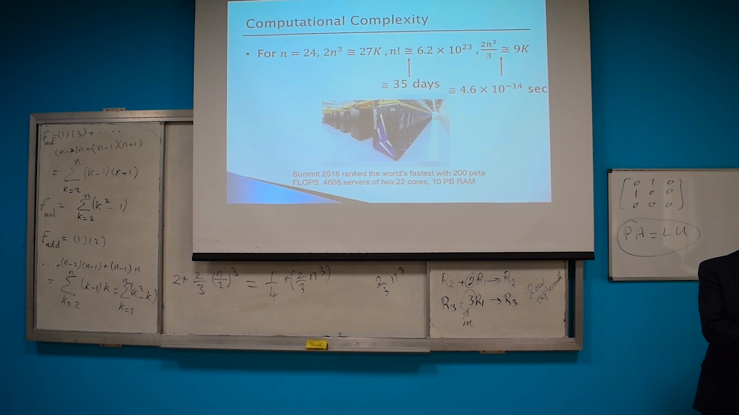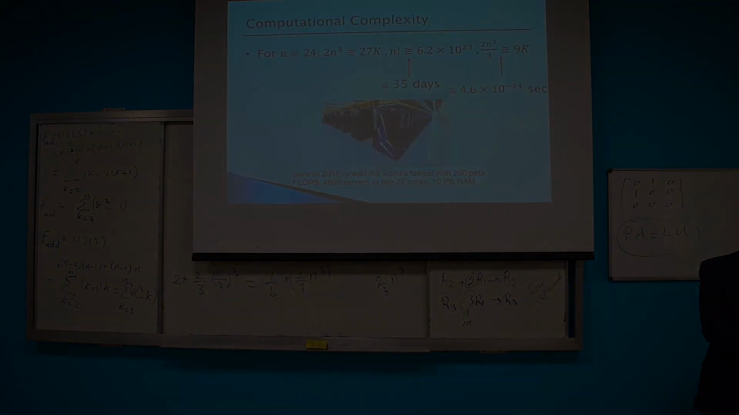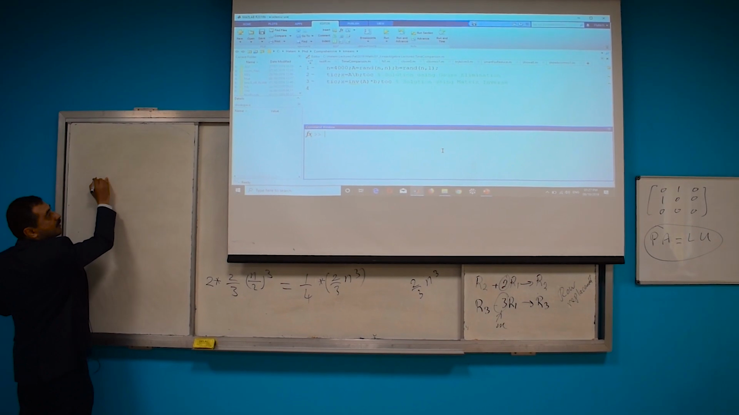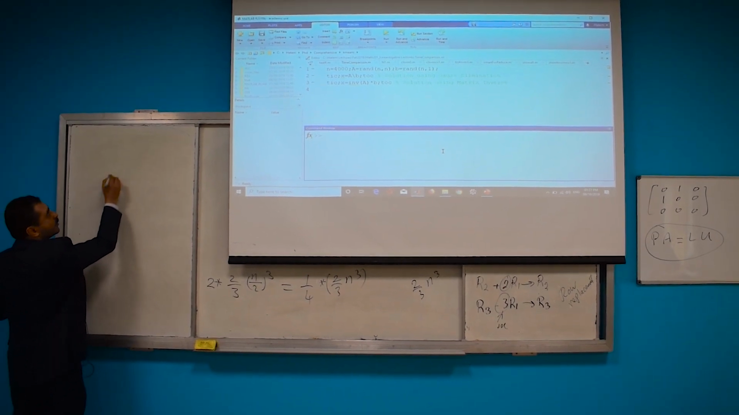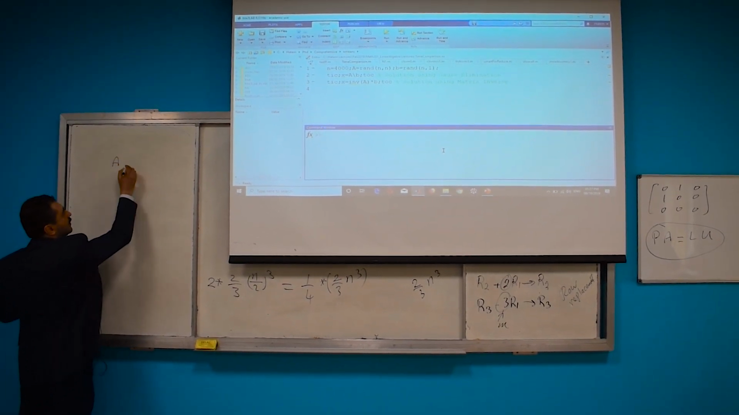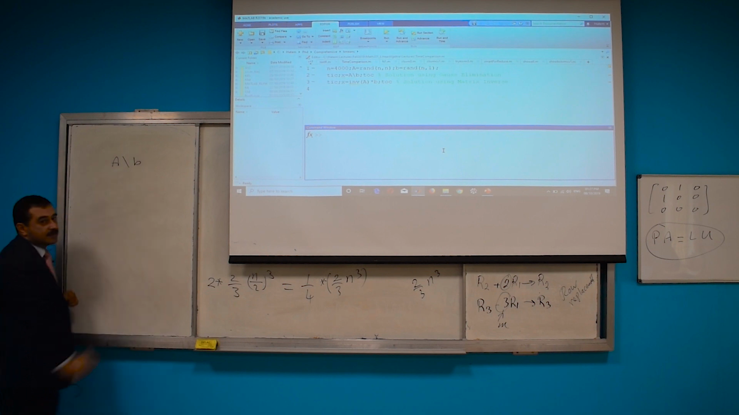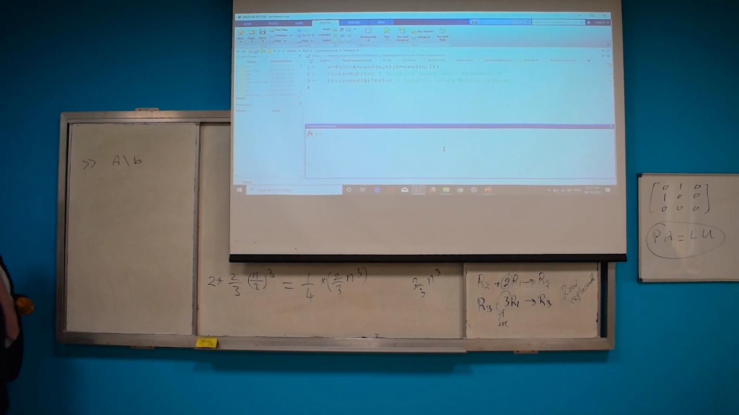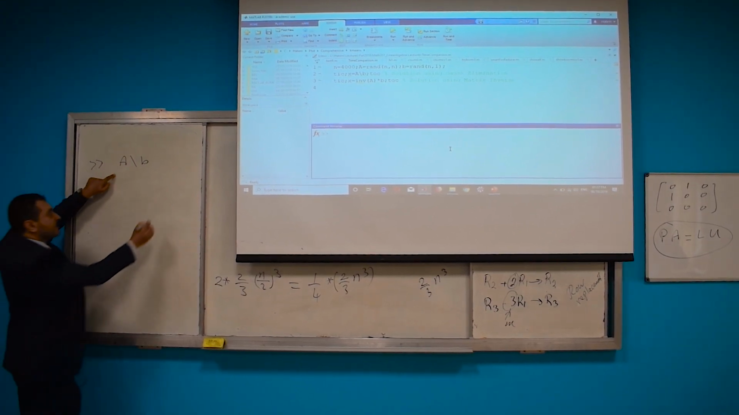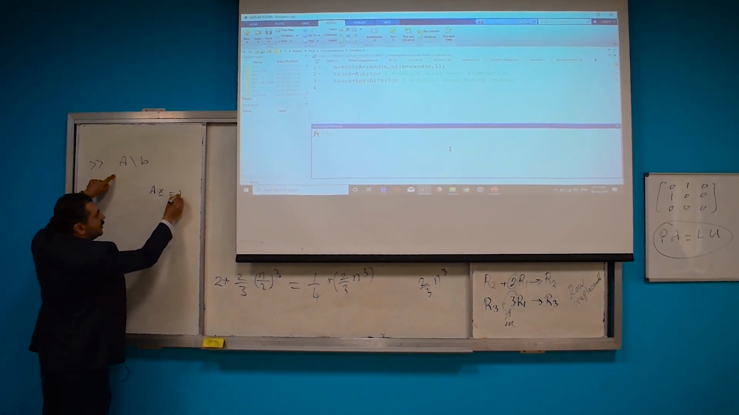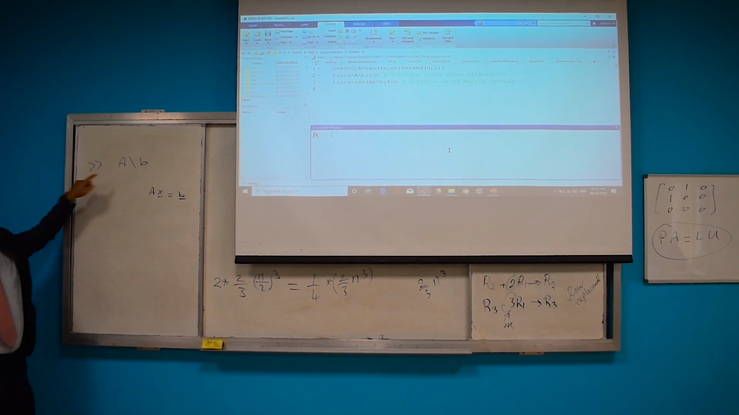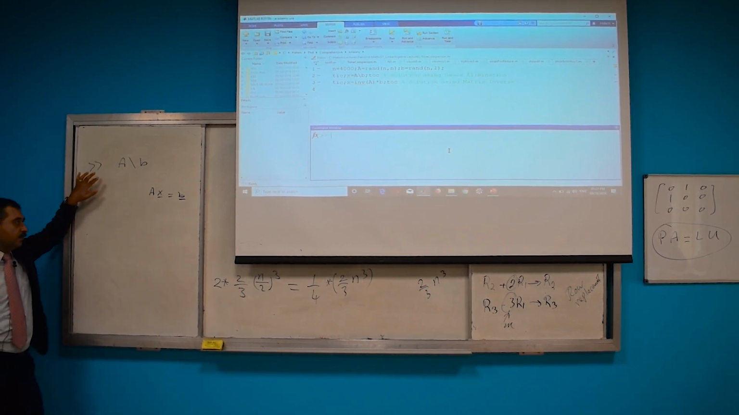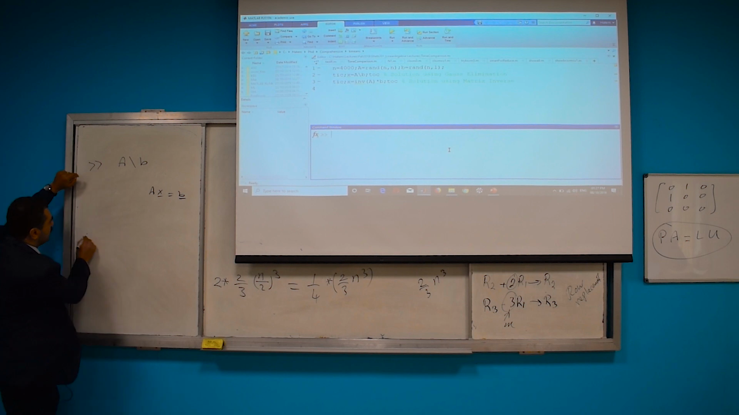طيب خلينا نشوف كده حاجة سريعة. We have another way to find the solution of a system of equations. You can write A backslash B on MATLAB. This stands for the solution of the system AX equal B using Gauss elimination with back substitution. Or you can do something like inverse of A times B.